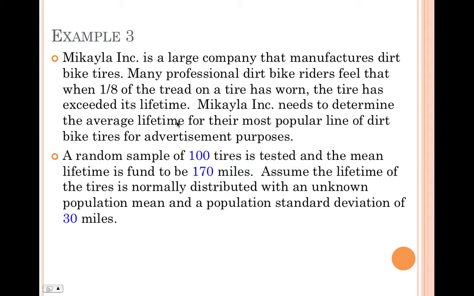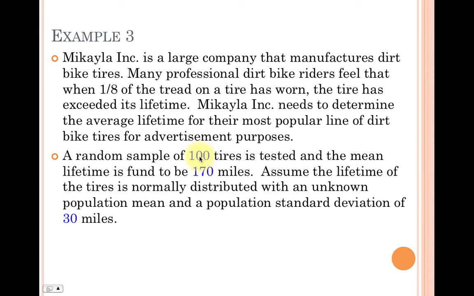But we don't have access to the entire population. We're going to use a sample. So we have a sample of 100 tires, and we find that the mean lifetime is found to be 170 miles. So we have a sample mean of 170. Assume the lifetime of the tires is normally distributed with an unknown population mean, that's what we're trying to estimate, and a population standard deviation of 30 miles. So we have the population standard deviation.